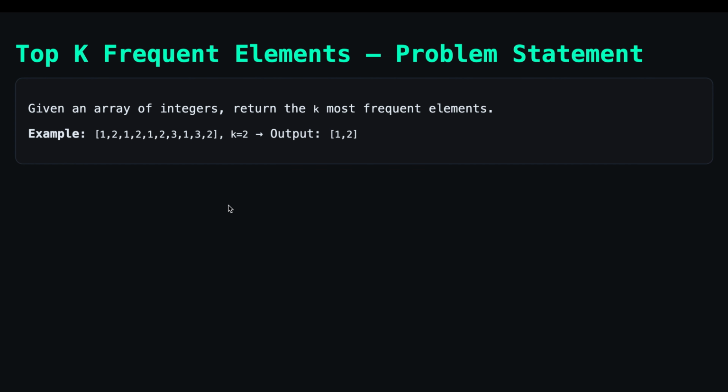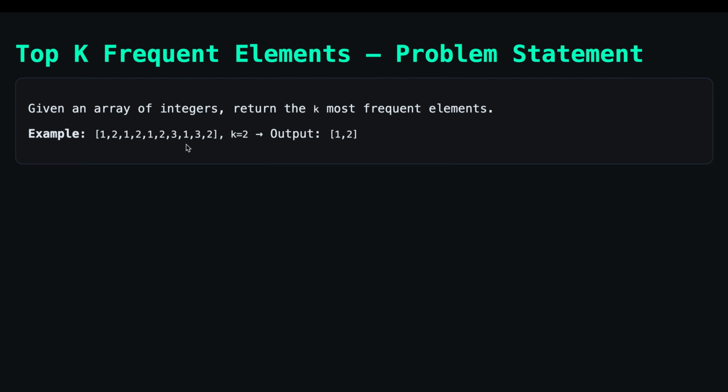Alright, so now let's understand this problem. Over here we are given an array and a number k. And what we need to do is find the k most frequent elements from this array. So for example, if our input is this, and k's value is 2, it means we need to find the top 2 elements from this array which appear the most number of times.